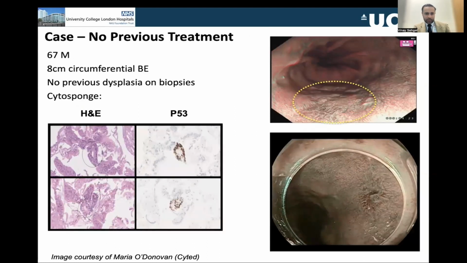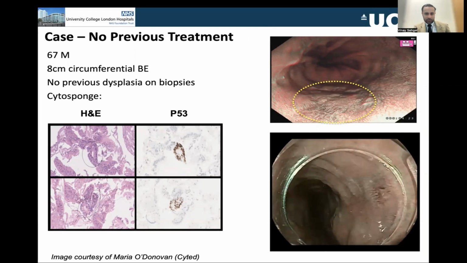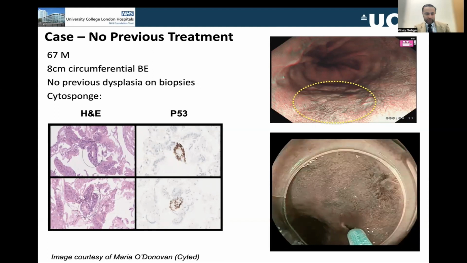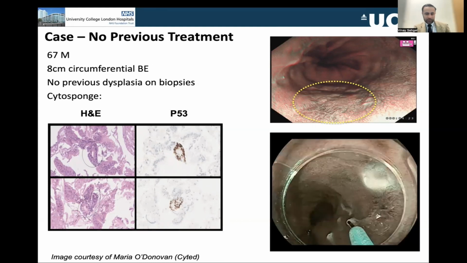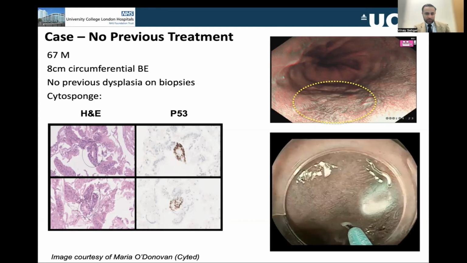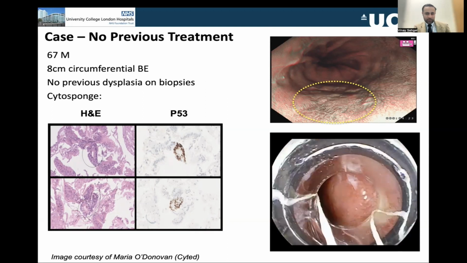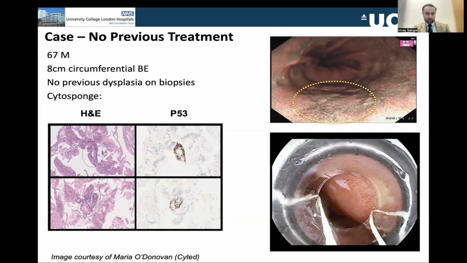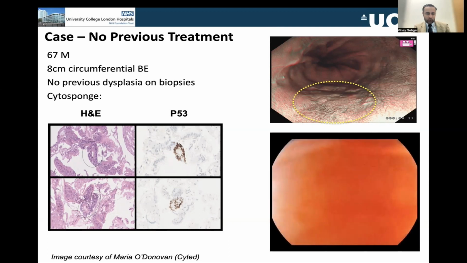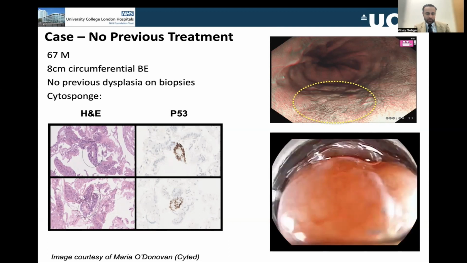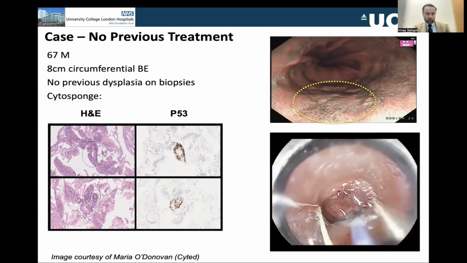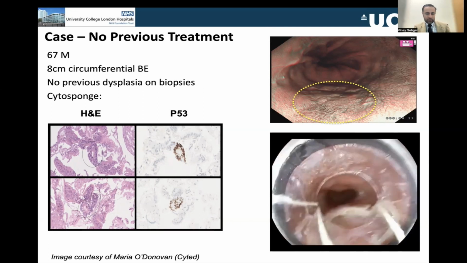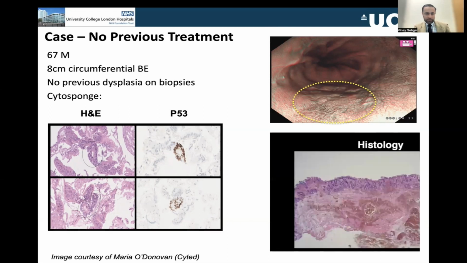This is an example of a case. This was a 67-year-old gentleman with an 8-centimeter segment of circumferential Barrett's, who was previously having 2 yearly endoscopic surveillance with no previous history of dysplasia. He had a visible lesion seen at endoscopy with loss of aceto whitening, which was removed by endoscopic mucosal resection uneventfully, the histology of which confirmed high-grade dysplasia, and he has subsequently gone on to receive ablation of his residual Barrett's.